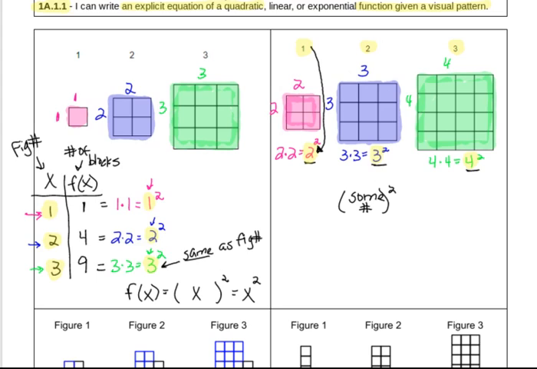Well, figure 1, if I just add 1, that'll give me the number that I'm squaring. In figure 2, I'm squaring the number 3. 3 is 1 more than 2. In figure 3, I'm squaring the number 4. 4 is 1 more than 3. Which means if I take my figure number and add 1, that's the number that I'm squaring. So this some number that I'm talking about here is going to be 1 more than the figure number.